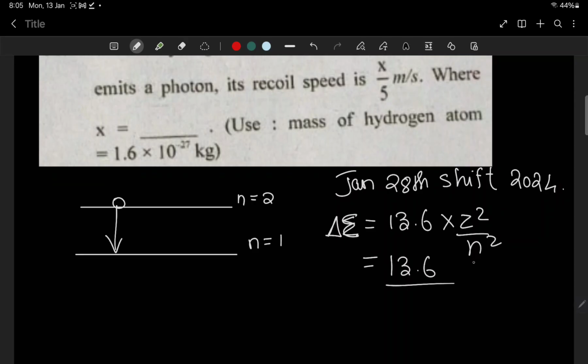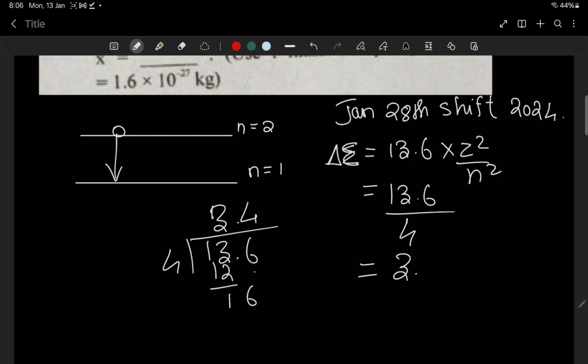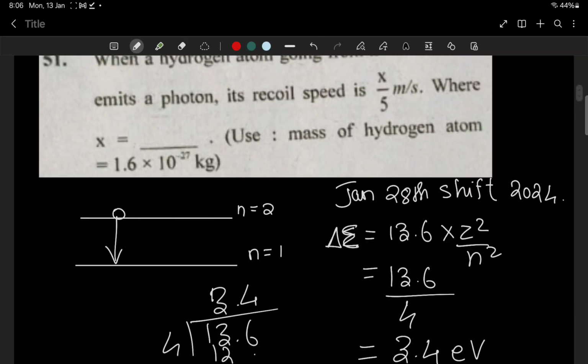From where is n coming? Yes, it is coming from 2. So n square is 4. Calculate 13.6 divided by 4. That will be 3.4 electron volt, right? Yes, in electron volt itself. So next, this we got.